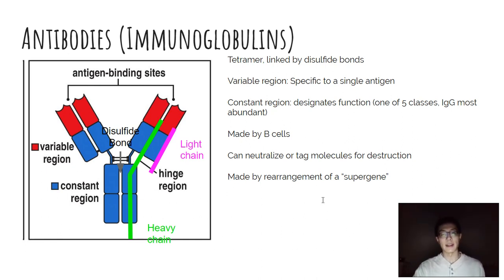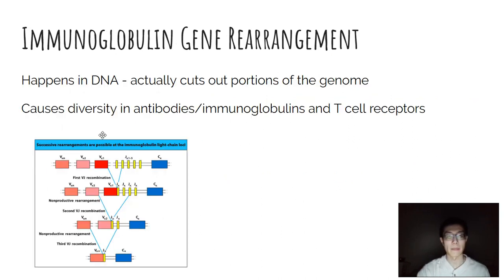Now, what's really fascinating is how in the world do we have such a great diversity of antibodies? This is partially helped by this process known as rearrangement, more specifically of a big old supergene. So in order to keep things straightforward, I will just mention that it happens at the DNA level. So you have splicing and cutting of certain portions of the genome, and this variation, right, within successive rearrangements allow for immunoglobulins to be extremely diverse.